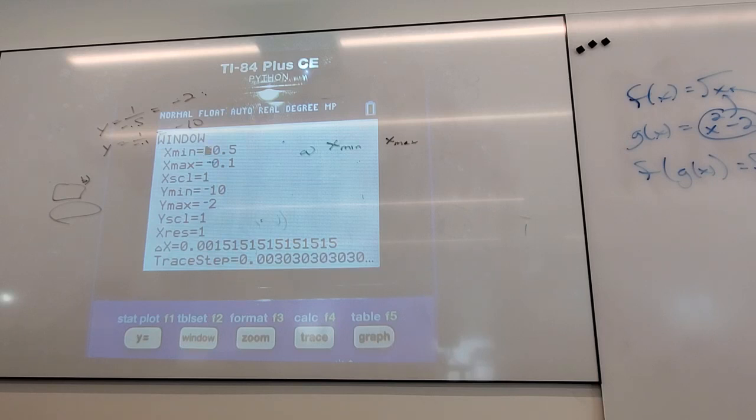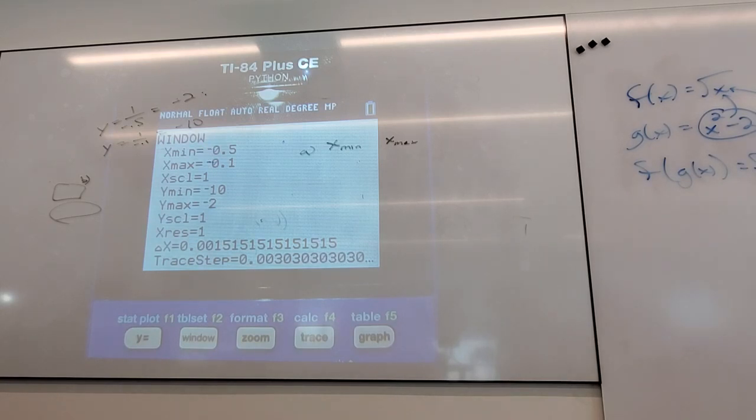Could Y be 0 from what we set up? Could Y be 0? What does Y go from and to? It goes from negative 10 to negative 2. Could Y be 0? No, it can't. So I'm not going to see the x-axis. Because I'm telling the calculator, don't look above negative 2. It's outside the range. Is everybody with me?